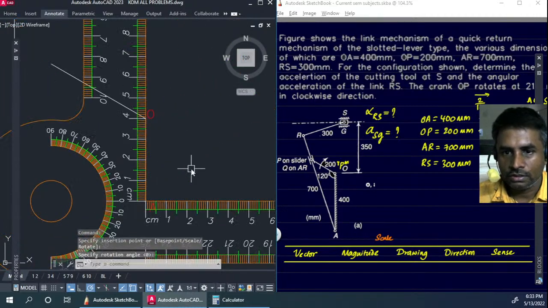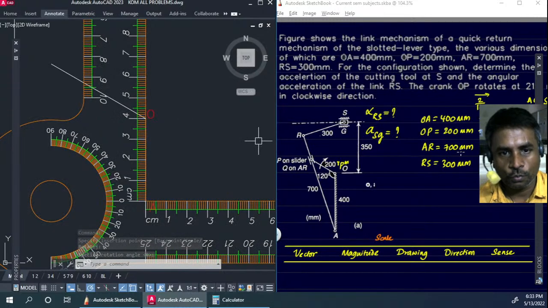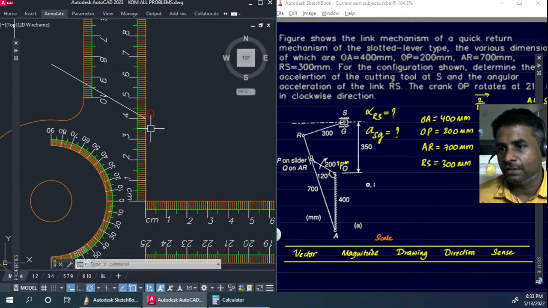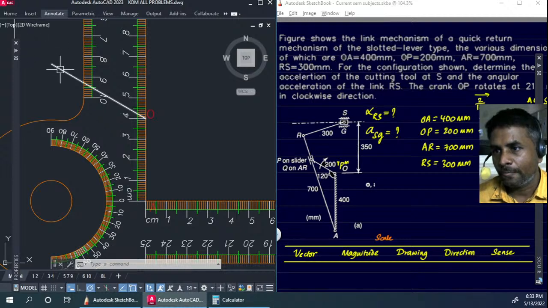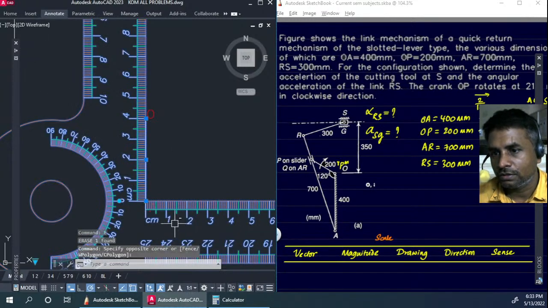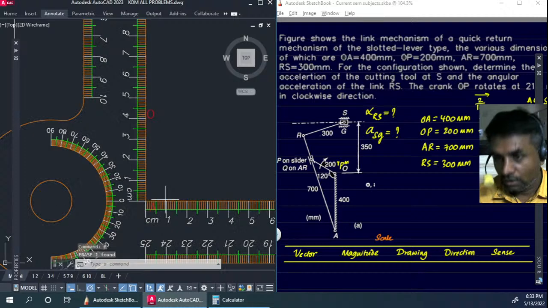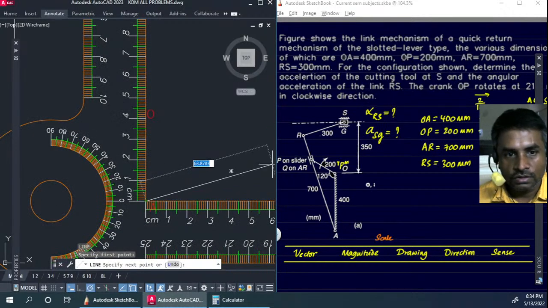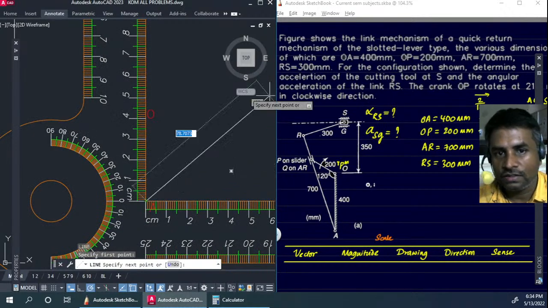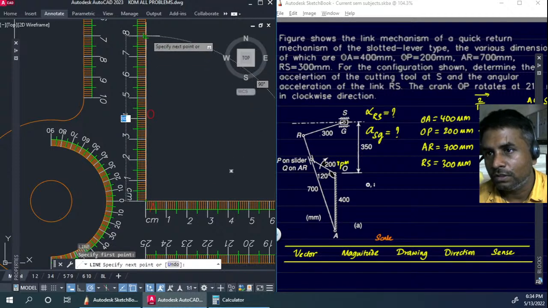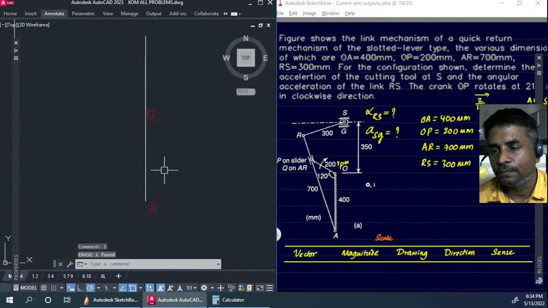Okay, so I guess I made a mistake here. Even though I was asked to make 400 mm, I'm supposed to actually draw this as 80. So I'm going to need to delete this and draw it again. The length that we are going to draw here is 8 centimeters, so I'm going ahead and drawing 8 centimeters.